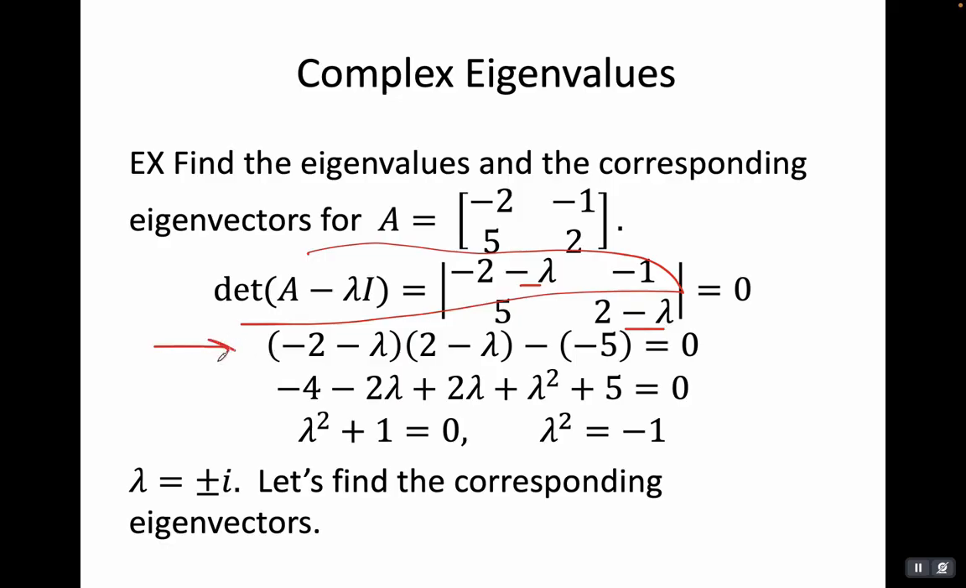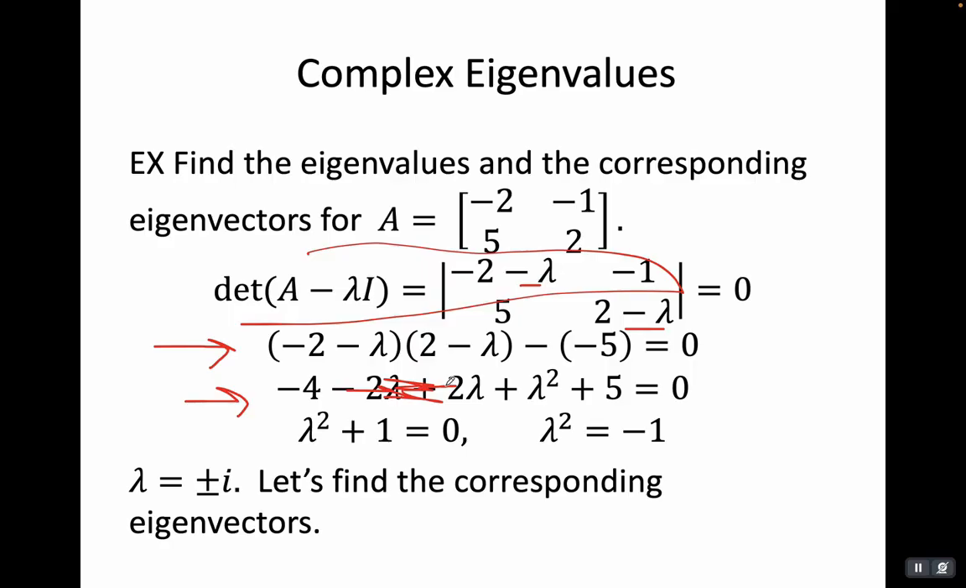Evaluate the determinant, that's what you get. Multiply out the determinant, that's what you get. The two lambdas will cancel, and we have just lambda squared plus 1 equals 0. In other words, lambda squared equals -1, so that lambda equals plus or minus i. It's perfectly legitimate to have an eigenvalue that's a complex number, like plus or minus i.